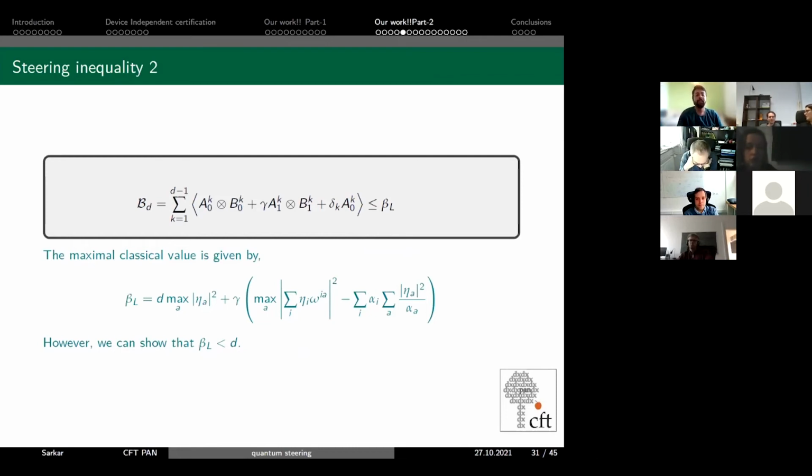So the maximum classical value of this inequality is a bit complicated. It's given by this, where you have to optimize over these coefficients alpha i, which are between 0 and 1. Given an arbitrary set of these alphas, it's not very easy to compute, but we can actually show that for any alpha i belonging to this state, your classical bound is less than D, which says that my steering inequality is non-trivial.